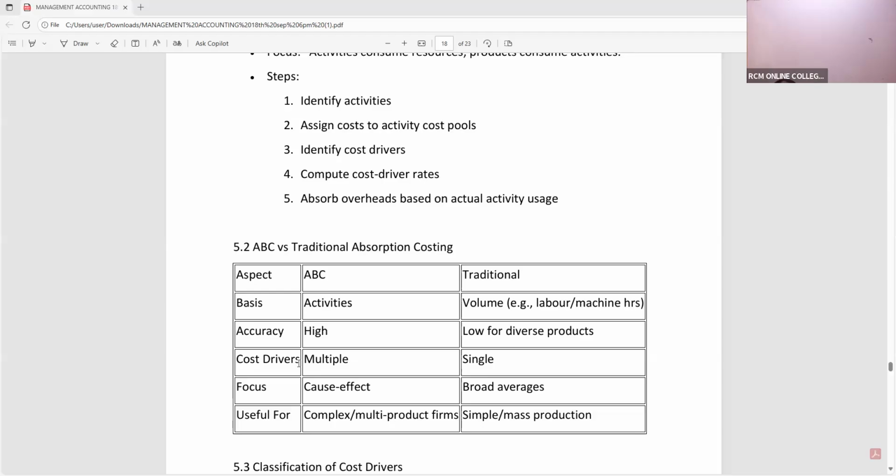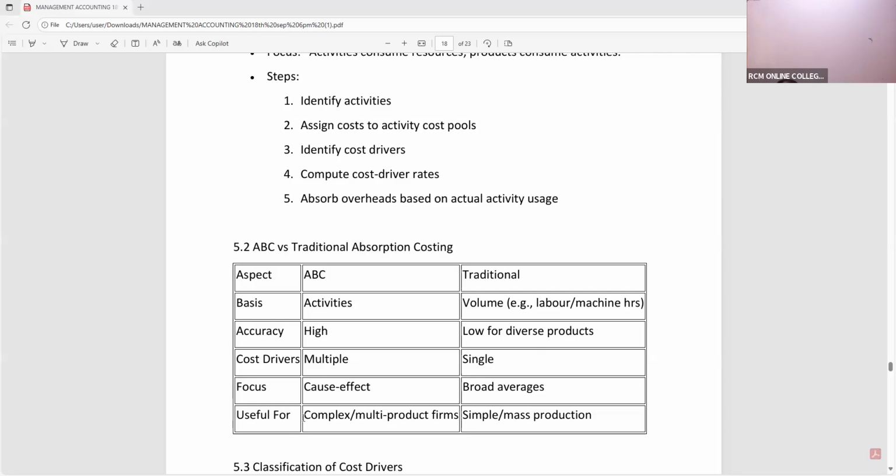Then we have the cost drivers. For ABC, it's multiple. For traditional, it's a single, what we call the blanket wide. And then, of course, focus. Here we have what we call cause and effect: there is a clear relationship between the activities and the cost. When it comes to traditional, we talk of broad averages. I'll be able to explain this later as we progress.